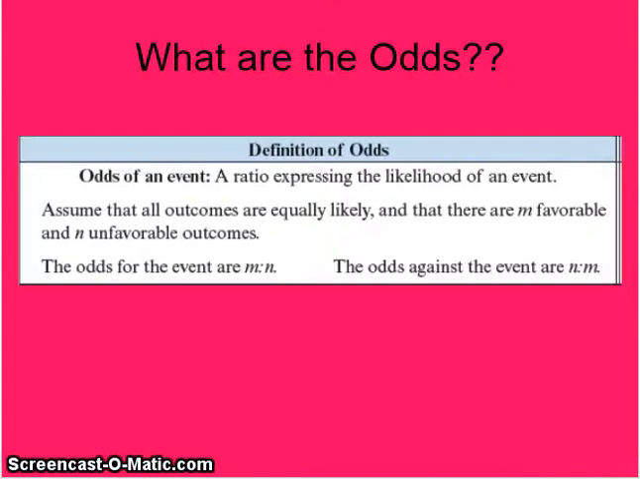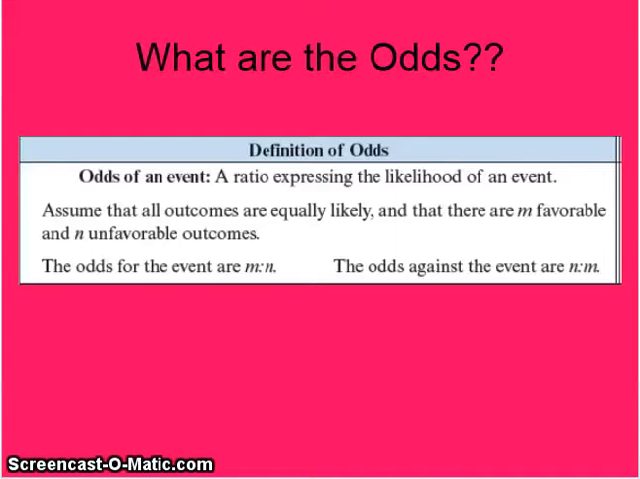Alright, now odds are a little bit different than probability. The odds of an event happening is a ratio expressing the likelihood of an event, so kind of like probability. However, that assumes that all outcomes are equally likely and that there are m favorable outcomes and n unfavorable outcomes.